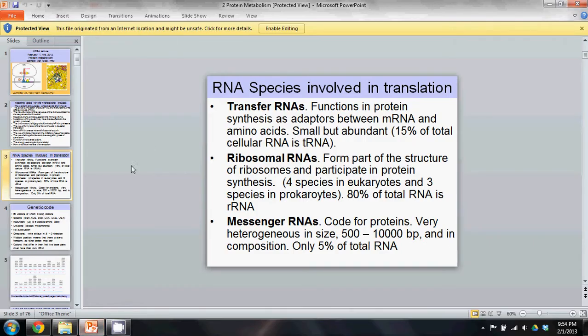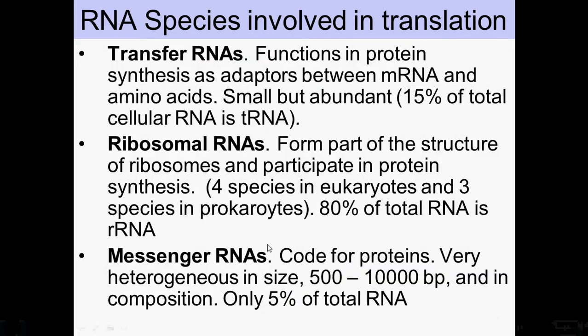Okay, in this video we're going to be talking about a couple of different things. Just a review from last lecture. Transfer RNAs make up 15% of the total cellular RNA, and they bring the amino acids to the translating mRNA. They're small sequences, but abundant. They're less than 100 nucleotides long.